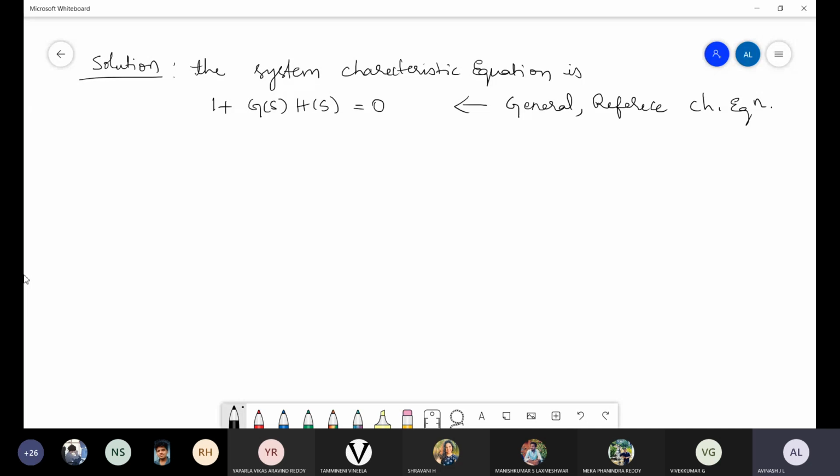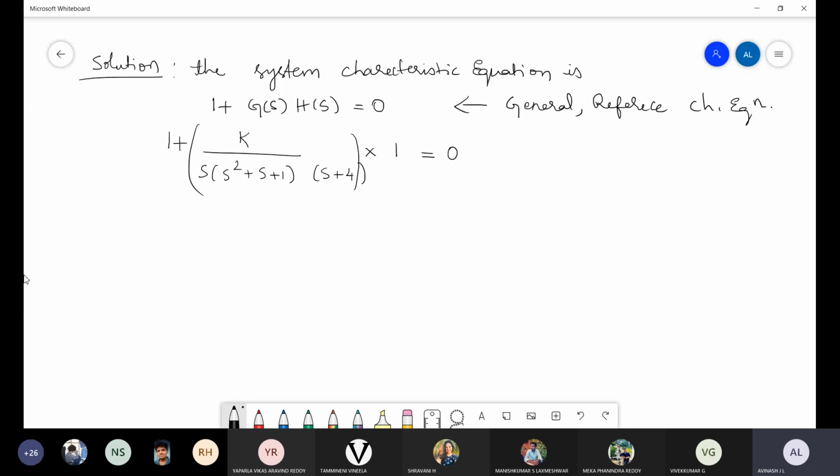I will solve the numerical myself. 1 plus G(s)H(s) is the general or reference characteristic equation. So we need to find the value. What is the G(s) value? In the block diagram they have given K divided by s into s square plus s plus 1 into s plus 4, into H(s), which is 1 because it is a negative unity feedback. So we have taken it equal to 0. This is the representation of G(s)H(s).